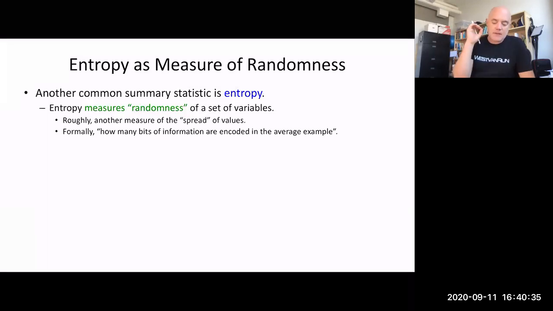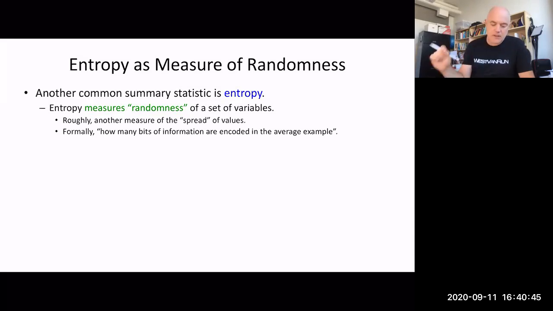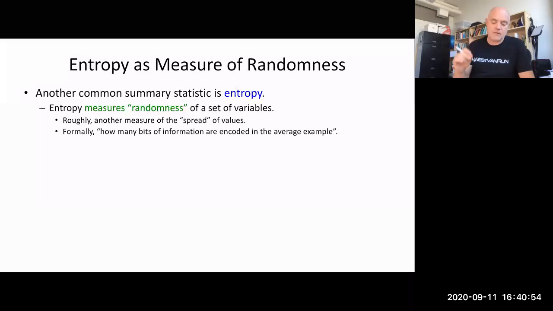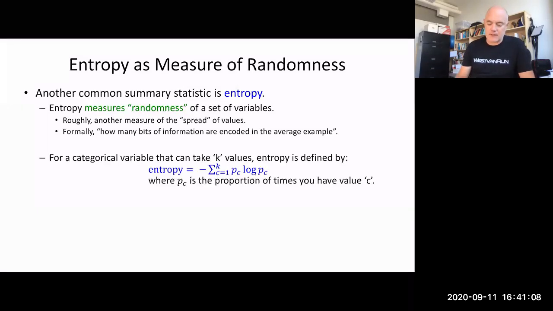But entropy is a common summary statistic for populations, and we're going to talk about discrete entropy in this course, and never differential entropy. The entropy measures the randomness of a set of variables. It really is a functional on discrete distributions for us, but we'll think of it as a set of random variables. Roughly, it's another measure of how disordered the set of values is, or how non-uniform the set of values is. So formally, how many bits of information are encoded in every example?